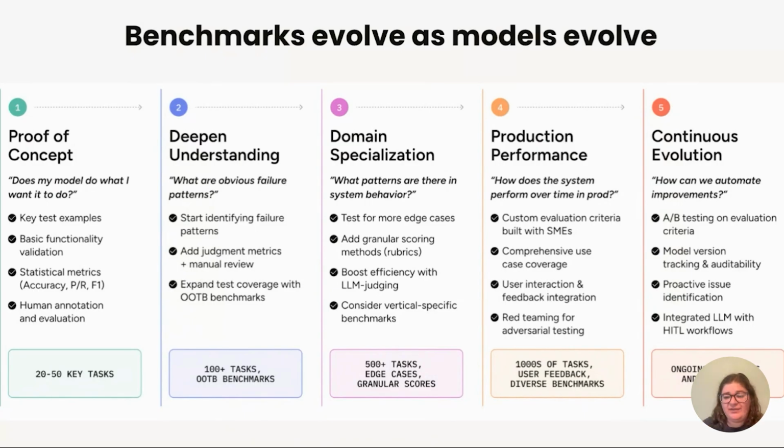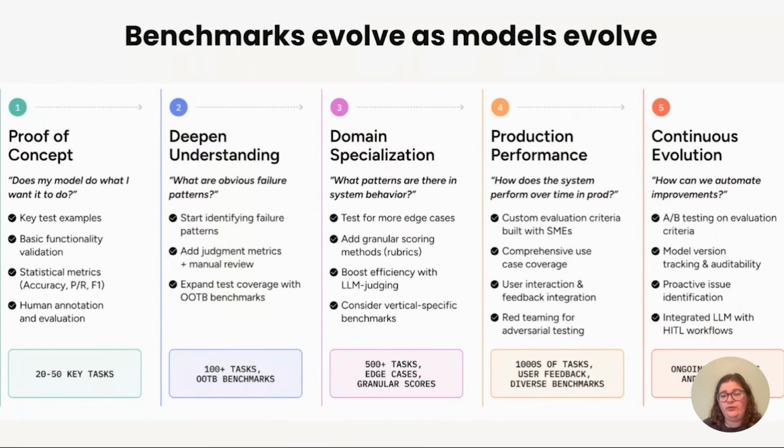I come from a research-facing, product-facing research background, and so I am very familiar with the proof of concept and deep understanding stages of this chart here. But we know that if you're in a proof of concept, you don't want to be spending all your time on evaluation. You're really just trying to figure out, does my model do what I want it to do? So when you're towards the left-hand side of this chart here, you're looking for key test examples, basic functionality validation. Statistical metrics are going to come in really handy here if you're working on a use case that you can use that for. And you're looking at probably 20 to 50 key tasks that will really help you understand, is this a method worth pursuing, or should I change gears?